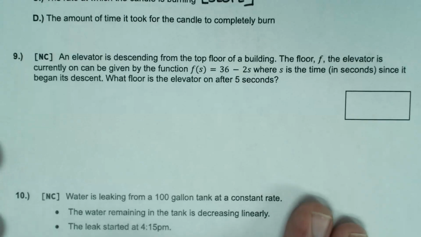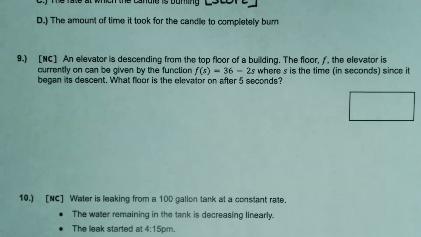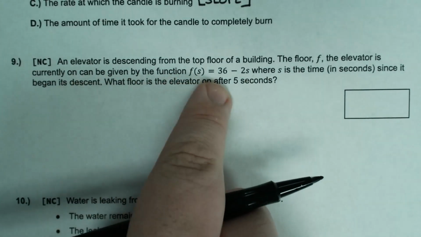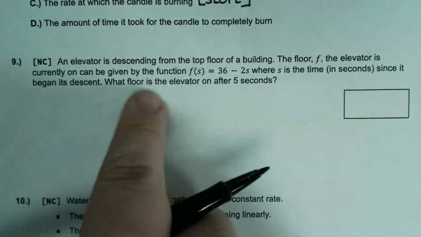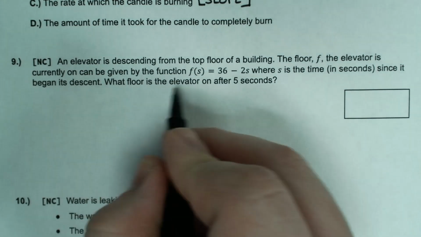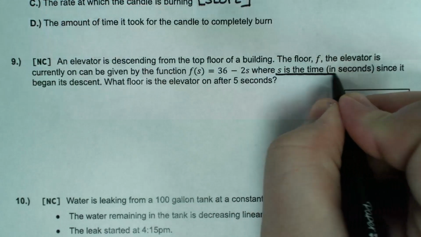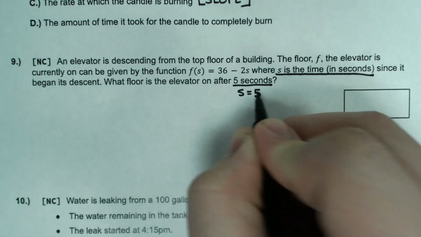Number 9, another interpreting a function question, except we got to do a little bit of math with it. An elevator is descending from the top floor of the building. The floor the elevator is currently on is given by the function f of s equals 36 minus 2s, where s is the time in seconds since it began its descent. What floor is the elevator on after 5 seconds? Okay, s is the time in seconds. 5 seconds gives me s equals 5.